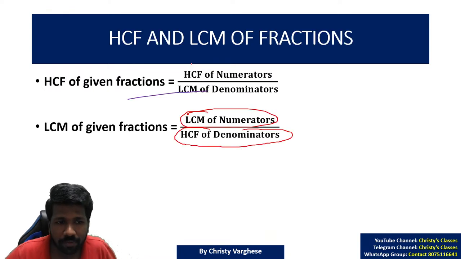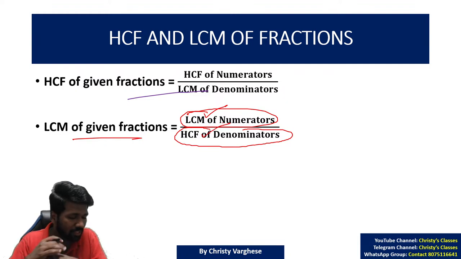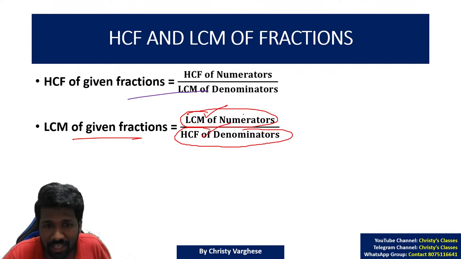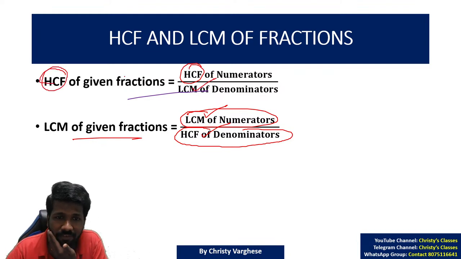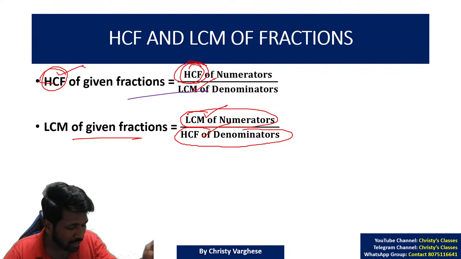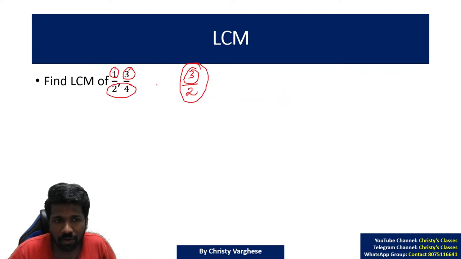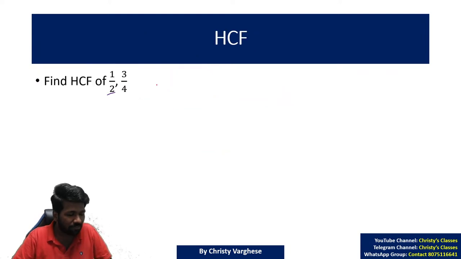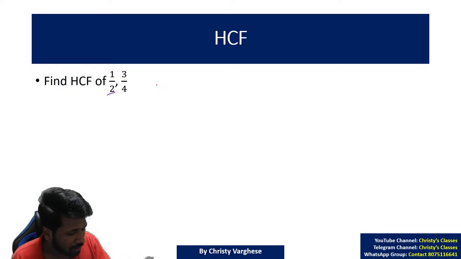Please respond. To find LCM, numerators LCM, but denominators HCF. And to find HCF, numerators HCF, but denominators LCM. What you want to find, that should be done on the numerator, and the other thing should be done on the denominator. This way you can remember. So can you find the HCF of 1 by 2 and 3 by 4 then? Please find it fast. HCF and GCD are the same, once again reminding.